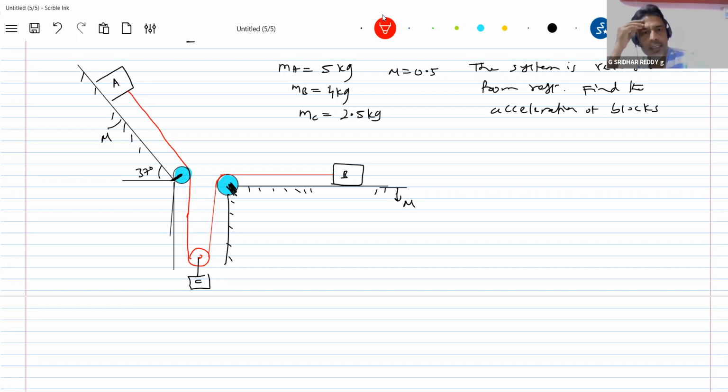Okay, try this. I'll give some time because some calculations are involved. It's not that you can work it out straight away.